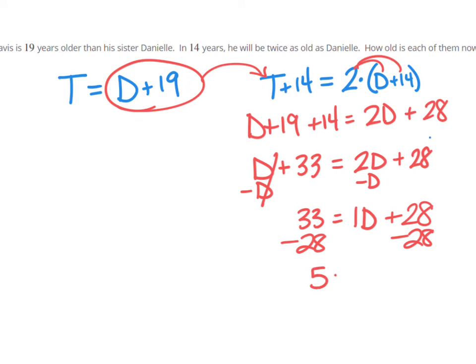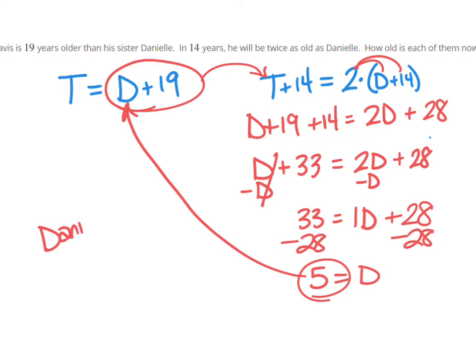So that's 5 is equal to D. So Danielle must be 5 years old. And if Danielle is 5 years old, you could plug that back in. Maybe right here is the easiest place. And so Travis will be 24 then. So Danielle is 5 years old. Travis is 19 years old.